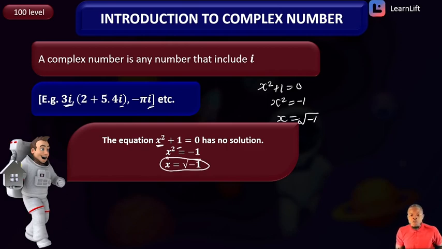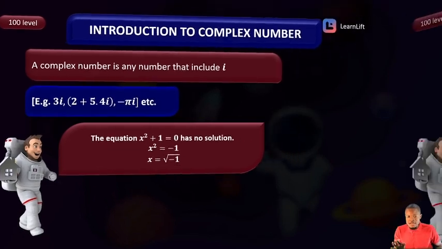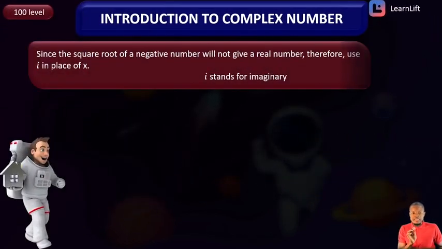How do I solve it? What is the square root of minus 1? You can't get any true solution for this, right? Now that you understand this, take note of this very quickly, that since the square root of a negative number, what's the negative number there?